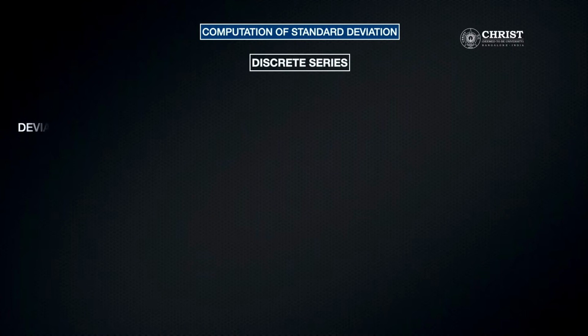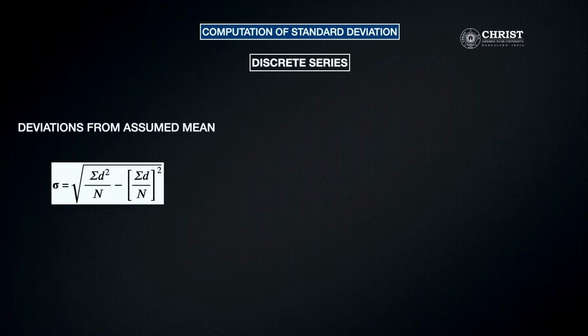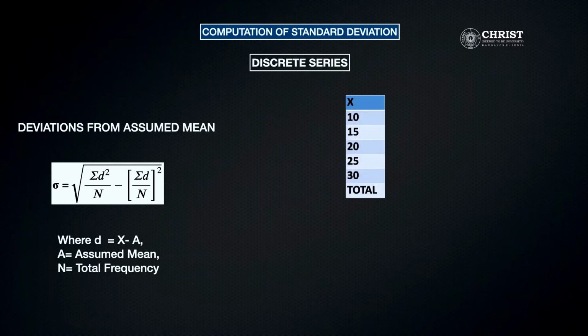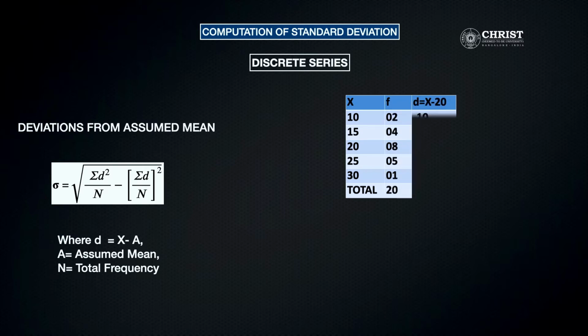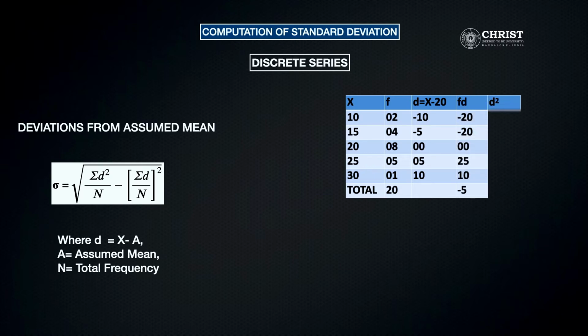Now we have to take the assumed mean method, because if the actual mean is a fraction, as in the previous problem where we got 19.75, the computation was difficult. Now we can take an assumed mean. So d is equal to x minus a, where a is the assumed mean and n is the total frequency. The equation will change: square root of sigma d squared by n minus sigma d by n whole squared. When we do the problem, we are taking the assumed mean as 20. Since the mean is 19.75, we can take a rounded value, that is 20.